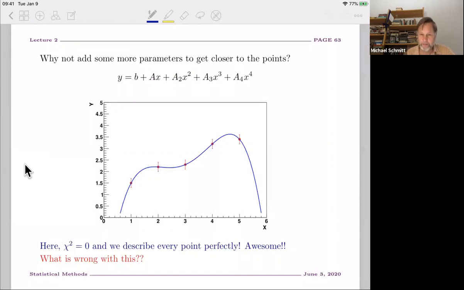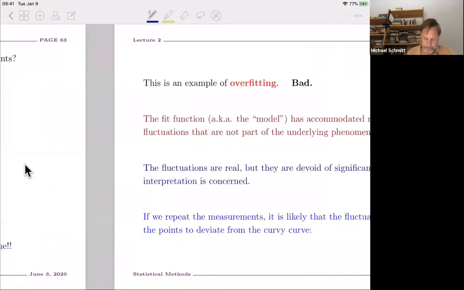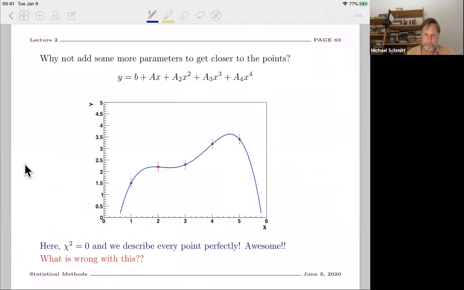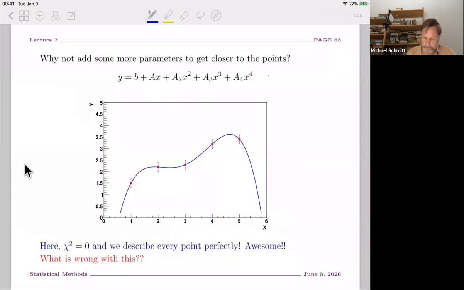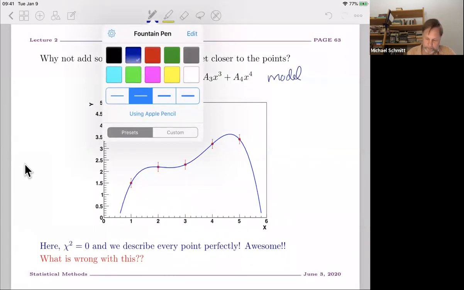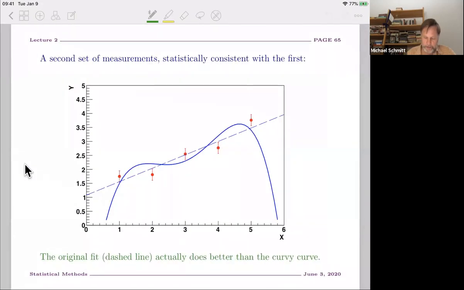What's wrong with this? What's wrong with this is that we've overfit. It's bad. We have ignored the fact that these values are random and they're going to fluctuate. The model here has accommodated the random fluctuations of the data, and that's not the idea of any model. The model should somehow ignore the randomness and extract the essential tendencies, like here. You can even show that that model will tend to give you a poor description of the data.